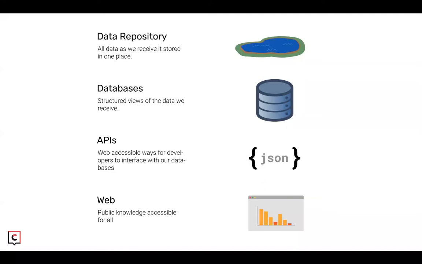We kind of work in four project areas as we build our projects. First, we do data repositories. We build databases. We connect to those databases through APIs and make those publicly accessible. And then we build our website to help make that public knowledge accessible for all.